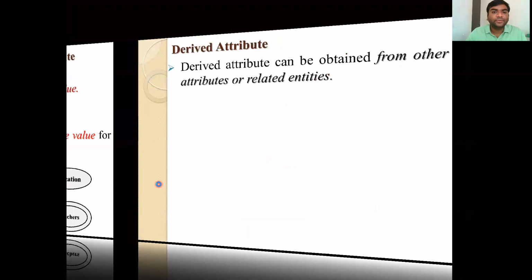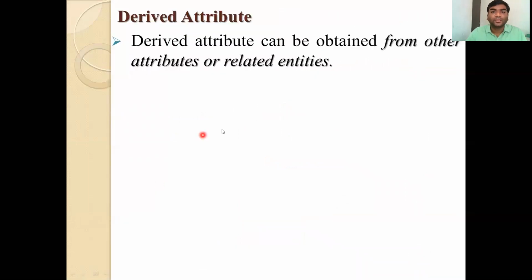The next type of attribute is a derived attribute. A derived attribute is an attribute which can be obtained from other attributes or related entities. It is obtained from a certain calculation or a certain scenario. Such an attribute is known as a derived attribute. Let's take an example of a derived attribute.